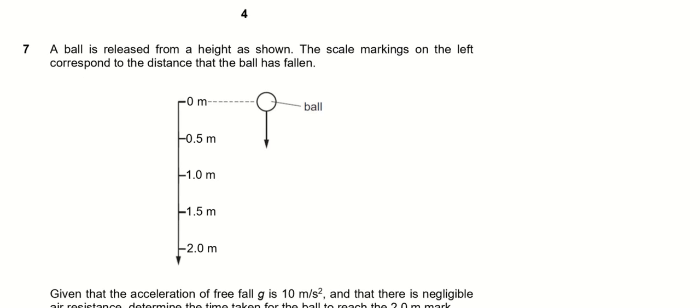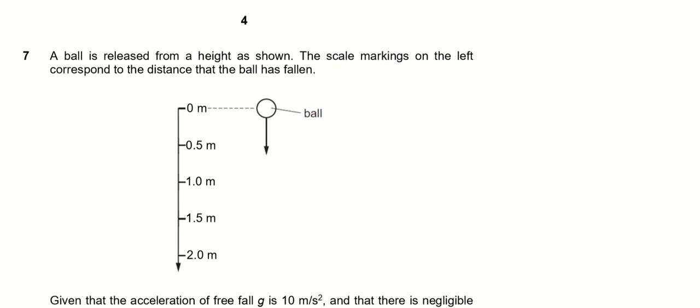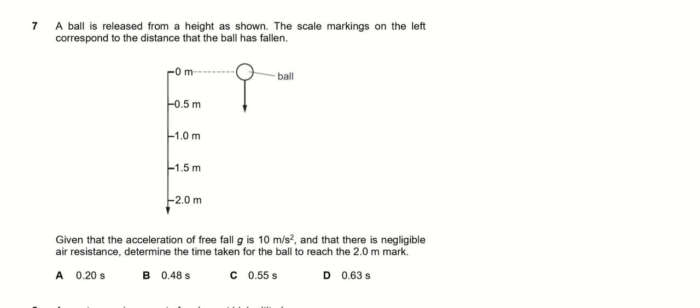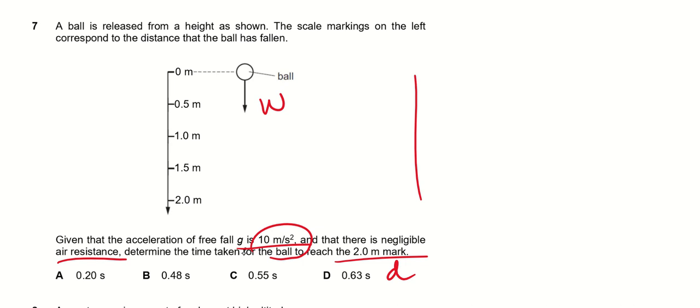A ball is released from a height as shown. The scale marking on the left corresponds to the distance that the ball has fallen. Given that the acceleration of free fall is 10 meters per second squared and that there is negligible air resistance, that means it is only weight acting on it, so the acceleration is going to be 10. Determine the time taken for it to reach the 2-meter mark. There's distance traveled, we don't know the time, so this one, very standard, you draw your VT graph.